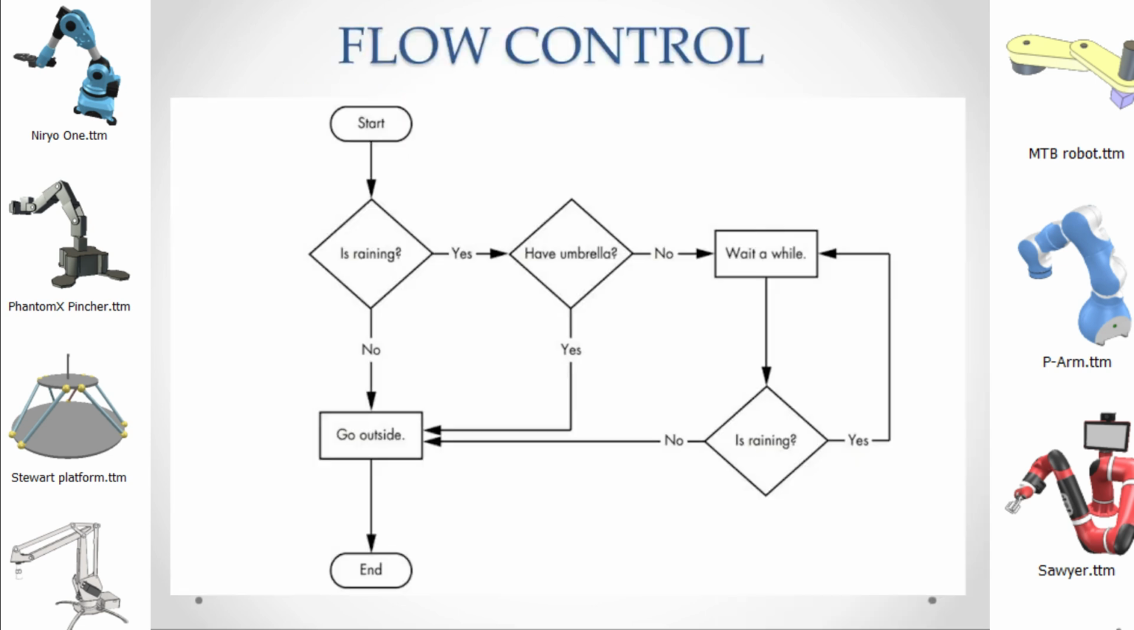This is a typical diagram that tries to explain what a flow control statement is. This is a chart that shows if you should go out when it's raining or not. The program starts from here. There's a condition: is it raining? If yes, the next condition comes: do you have an umbrella? If no, it says you should wait for a while. But if yes, it says go outside.